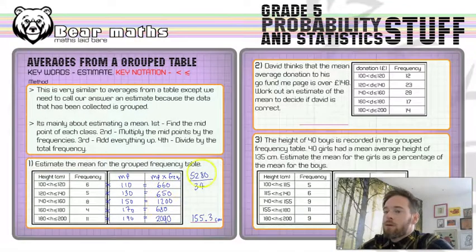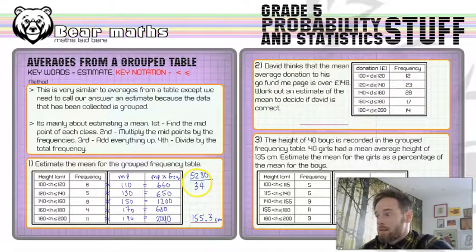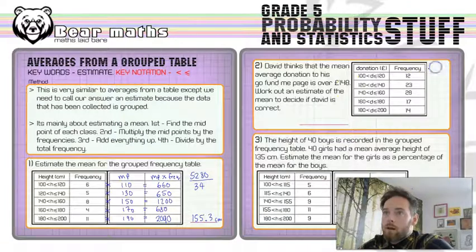Now, question number 2 is very similar, but we've got a bit of context here. So David thinks the mean average donation to his GoFundMe page is over £148. Work out an estimate of the mean to decide if David is correct. Okay, so all we've got to do is exactly the same thing as previous question, but do a comparison as well. So we're going to put the midpoint column in our cell because there isn't one there for us, and then the midpoint times the frequency. And then I'm just going to draw those 2 columns in.